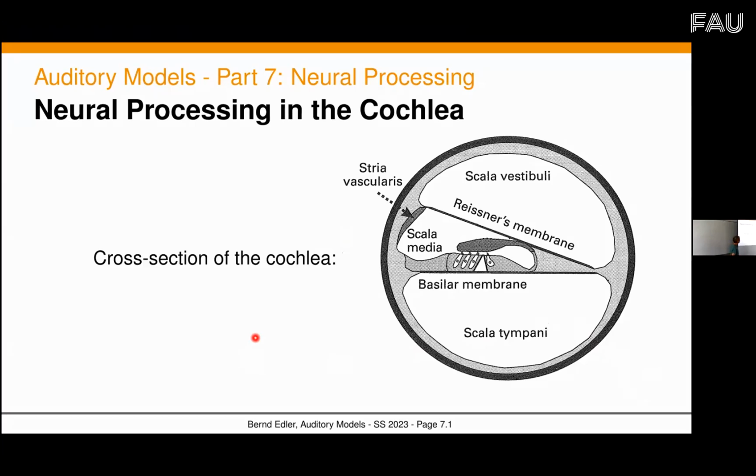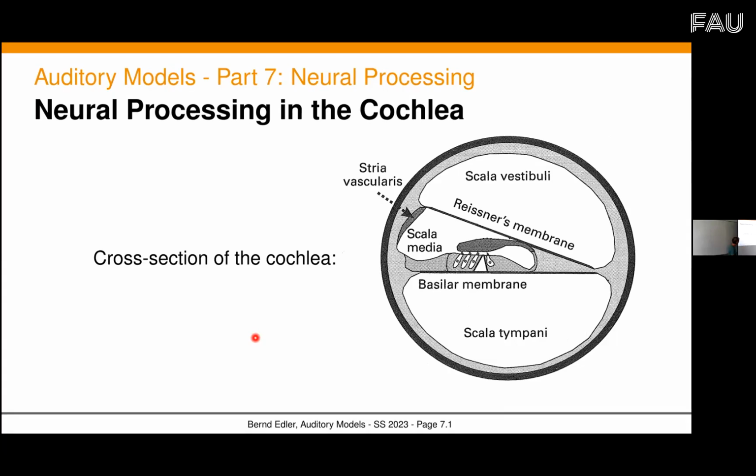Part number 7, I will address what is actually going on in the neural processing. And this is also strongly related to the inner hair cells, which are, as I mentioned before, the sensors for the vibration. And we saw already on some example videos how the hair cells are moved on the basilar membrane, and their hairs are moving due to the vibration.